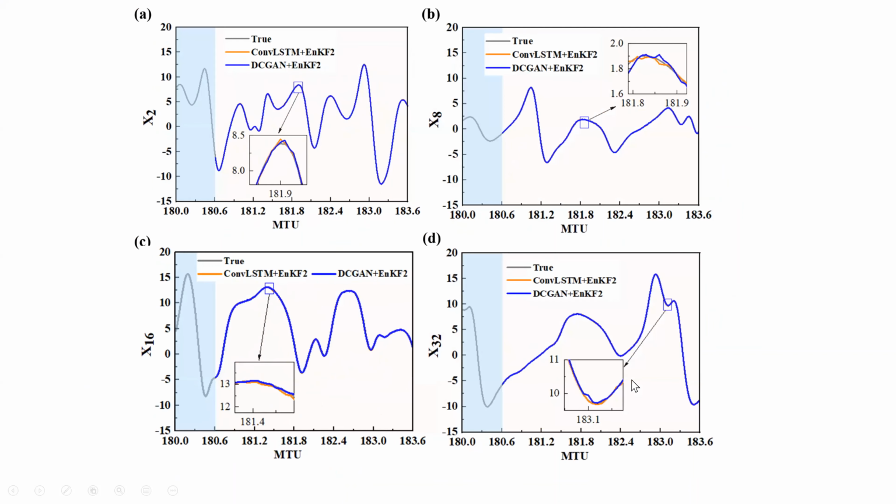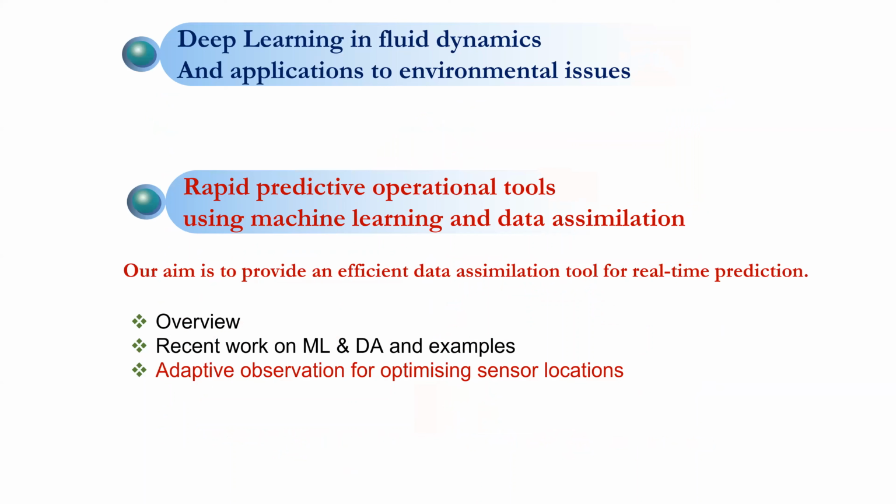And here is the result: for the input, we use the data assimilation and reduce the error, and for the output, again, we introduce the measurement and reduce the error. You can see it's much, much better, very, very close to each other. So no matter which method we choose, it's good.